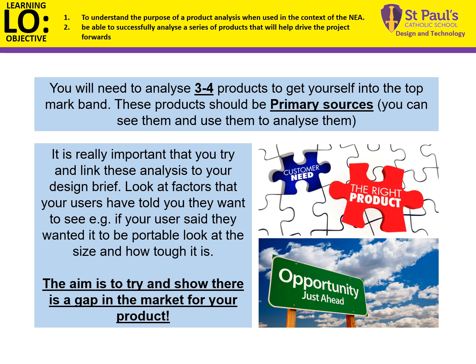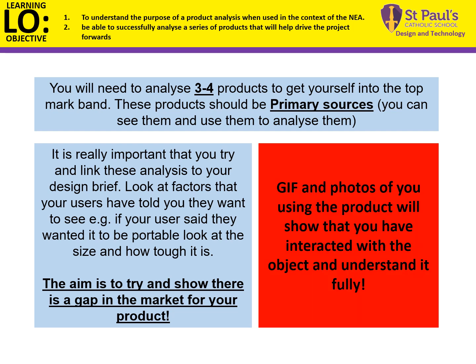And it is really important that you try and link needs analysis to your design brief. So have a look at what it is that you are looking into, and make sure the products link back to those. Look at the factors that your user told you that you want to see from your primary user needs table. So if they said it's portable, look at that, at the size of it and how tough it is. The aim is to try and show that there's a gap in the market for your product, and make sure that GIFs and photos of you using the product are in there, because it will show that you fully interacted with it and you completely understand it.